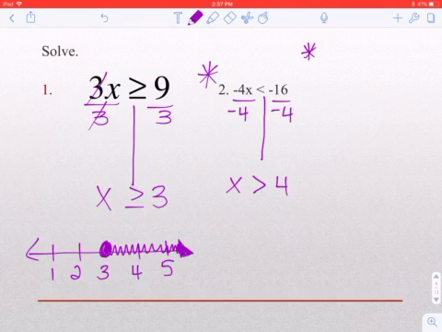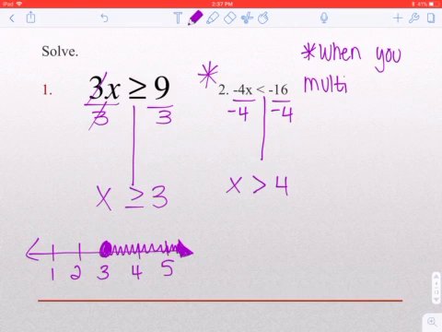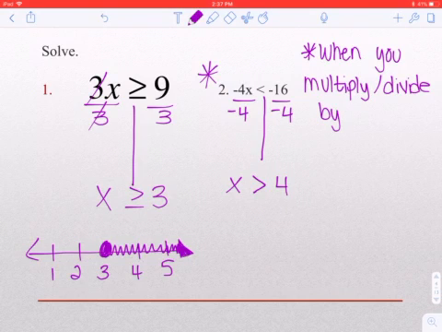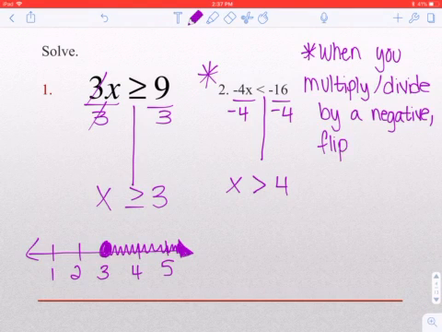So go ahead and make a note of that here. When you multiply or divide by a negative, flip the inequality sign.